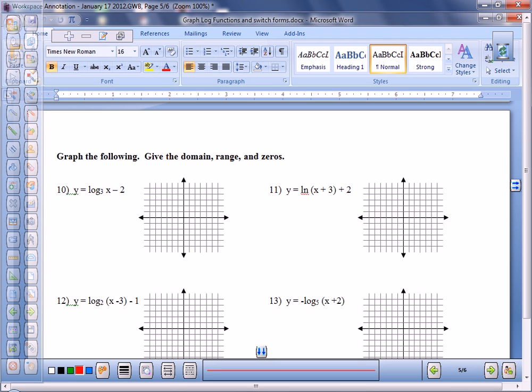So let's look at number 11 together. Y equals ln of x plus 3, quantity plus 2. All right, so let's take care of those shifts, and then we can ignore this and this. Where is that vertical asymptote moving to? -3. -3.